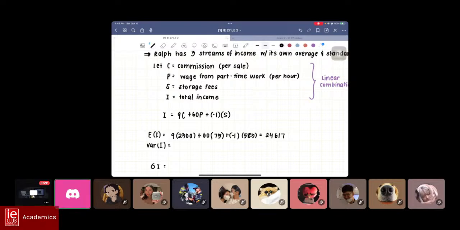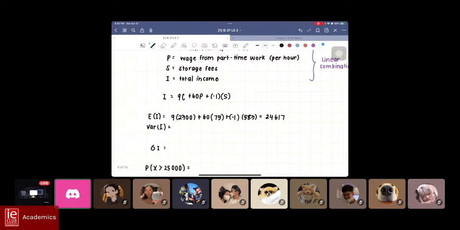So that would be equal to 24,617. And then we also have to solve for the variance, since for the normal distribution, the formula is z equals x minus mu over sigma. We have to solve for mu and sigma. So we already solved for mu. Now we're solving for sigma using the formula for variance of a linear combination.